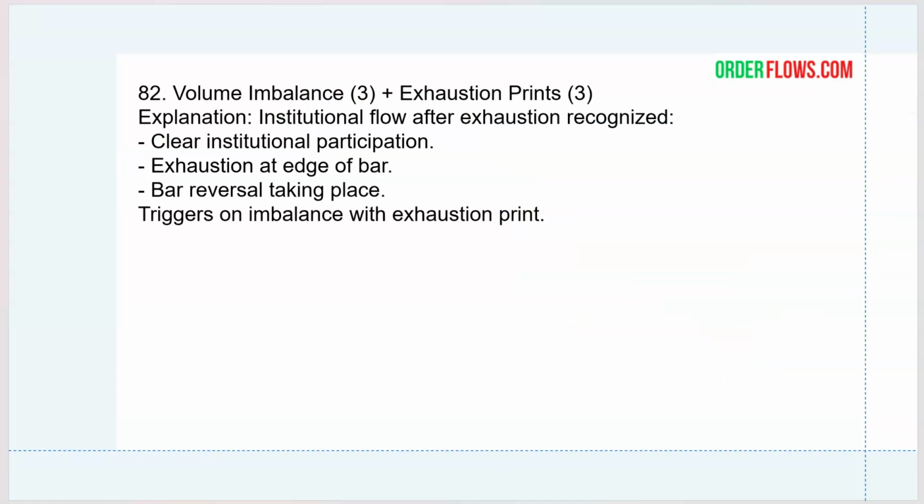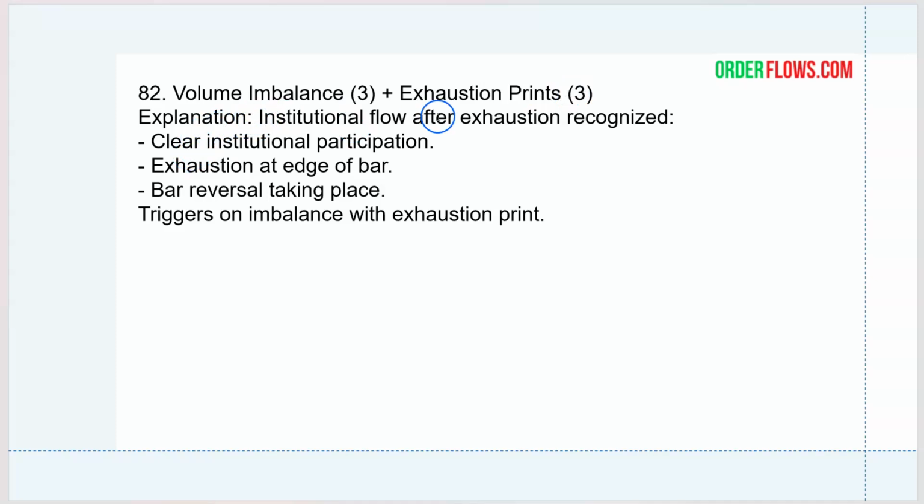All right, number 82 is volume imbalance, and I have 3 in parentheses with exhaustion prints of 3. What that is: 3 imbalances in the bar, either 3 buying imbalances on a green candle or 3 selling imbalances on a red candle, and an exhaustion print of 3. Now again, you can adjust that to wherever you want. Say you just want to use 2, say it's a thicker market. When I say thicker market, it means it trades a lot of volume. Maybe you want to have the exhaustion print set higher, to 9 or something.